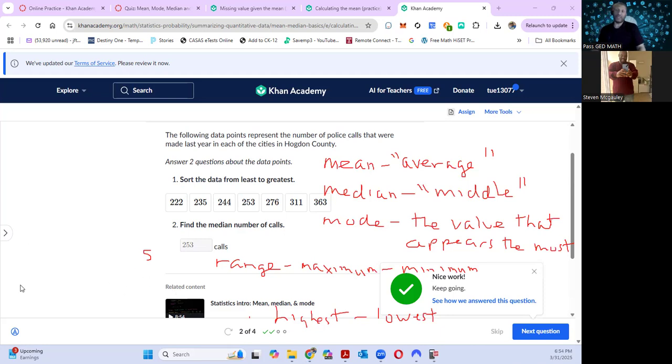I'm gonna send you all three of these links right now. Hold on, let me get into my email. I want you working on your mean, your median, your mode, and your range, and find the missing value given the mean.